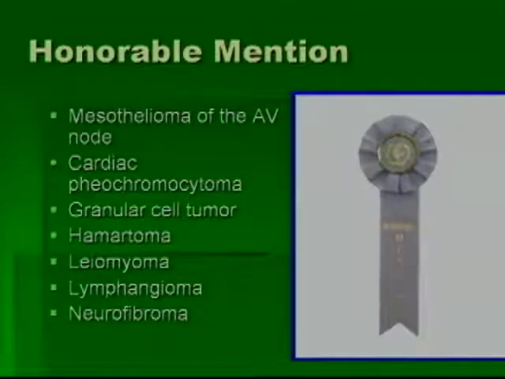Under benign primary cardiac tumors, we should also mention mesotheliomas of the atrioventricular node, cardiac pheochromocytomas, granular cell tumors, hamartomas, leiomyomas, lymphangiomas, neurofibromas. These are all in the case report category.